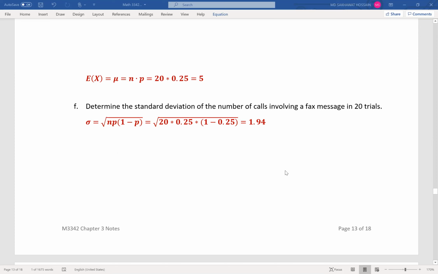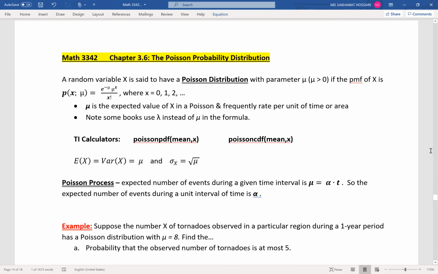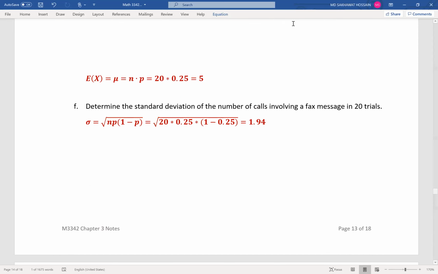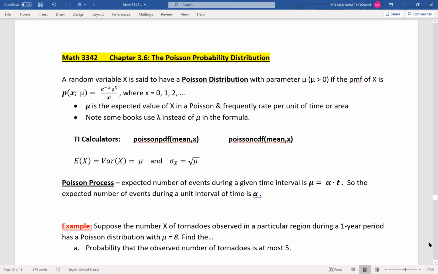Okay, so the next one is, do you have any question? Any question from this section? Okay, so if you do not have any question, then we'll move to the next section, section 3.6.